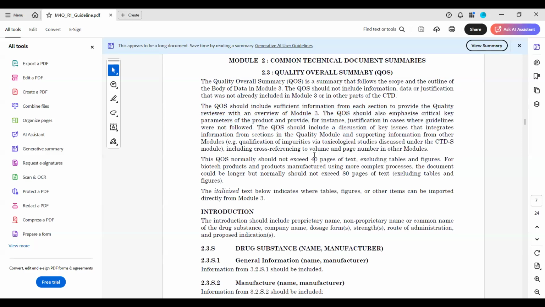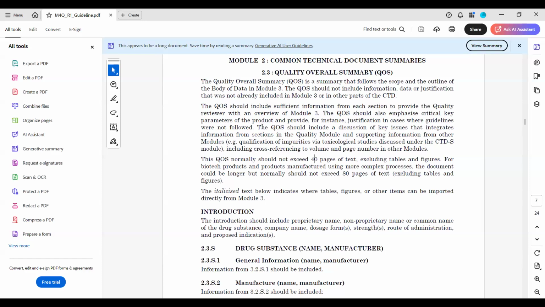When there are certain guidelines that are not being followed, we have to provide a justification of why that guideline was not followed, or what caused it to not be followed, in the QoS section itself. That way, when the reviewer is assessing your module 3 documents, they know that this deviation was observed because of the guideline not being followed, due to the justification provided in module 2.